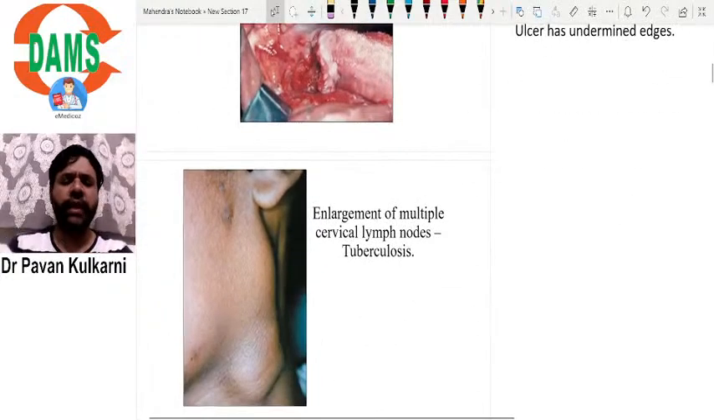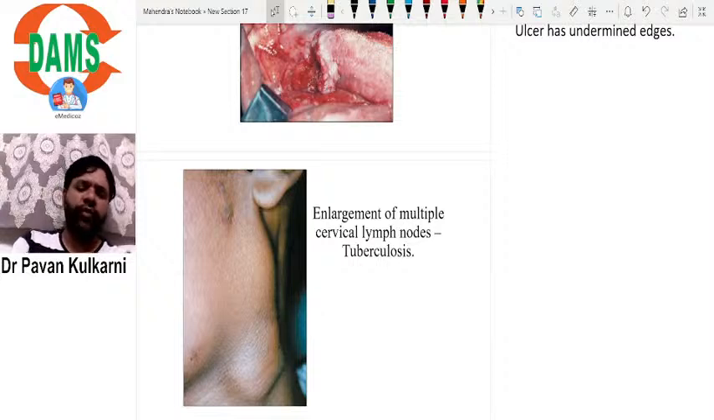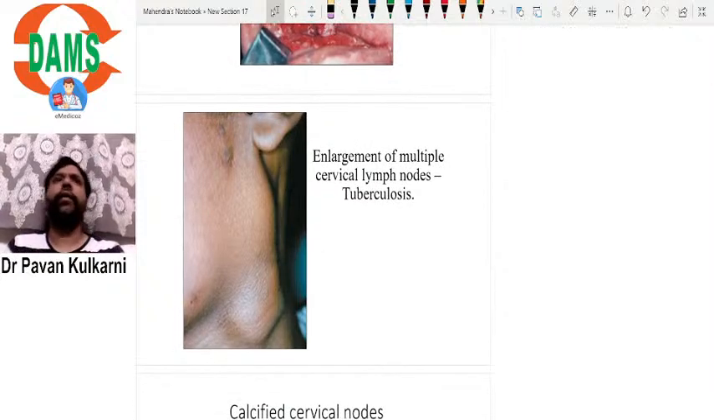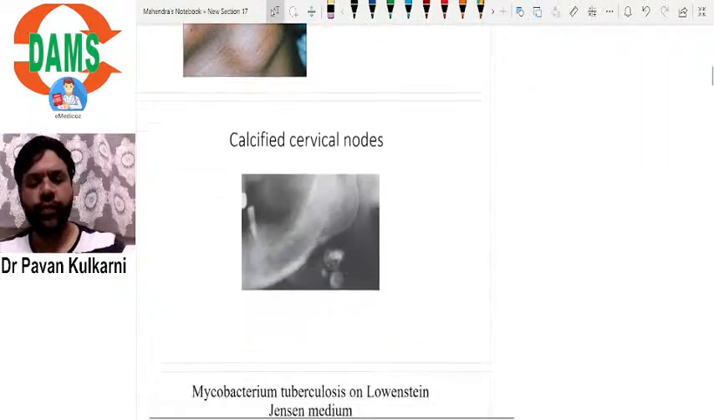This is nothing but the multiple cervical lymph nodes, TB lymph nodes. This is known as scrofula. Yes, this scrofula is nothing but the tuberculosis of the lymph nodes.